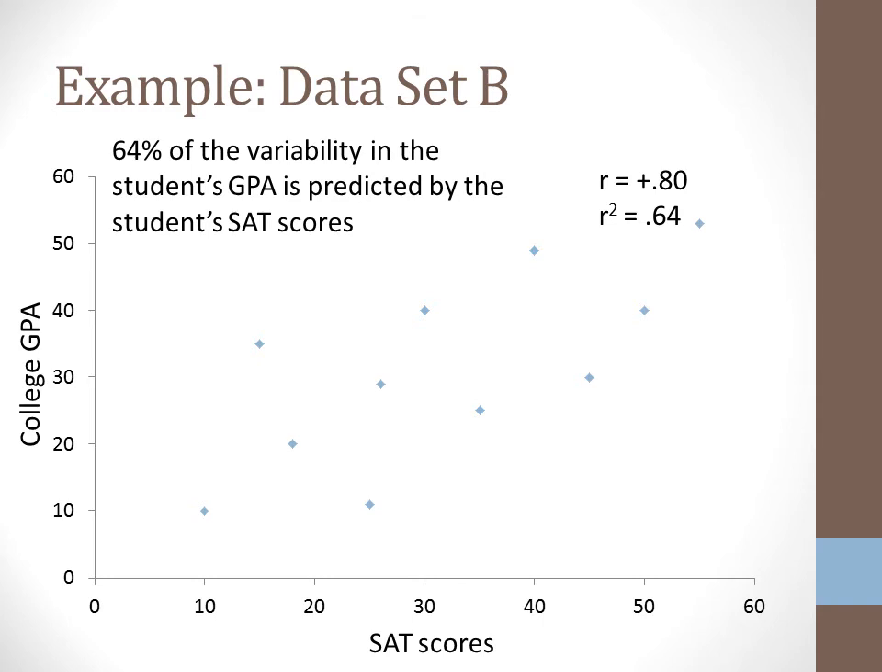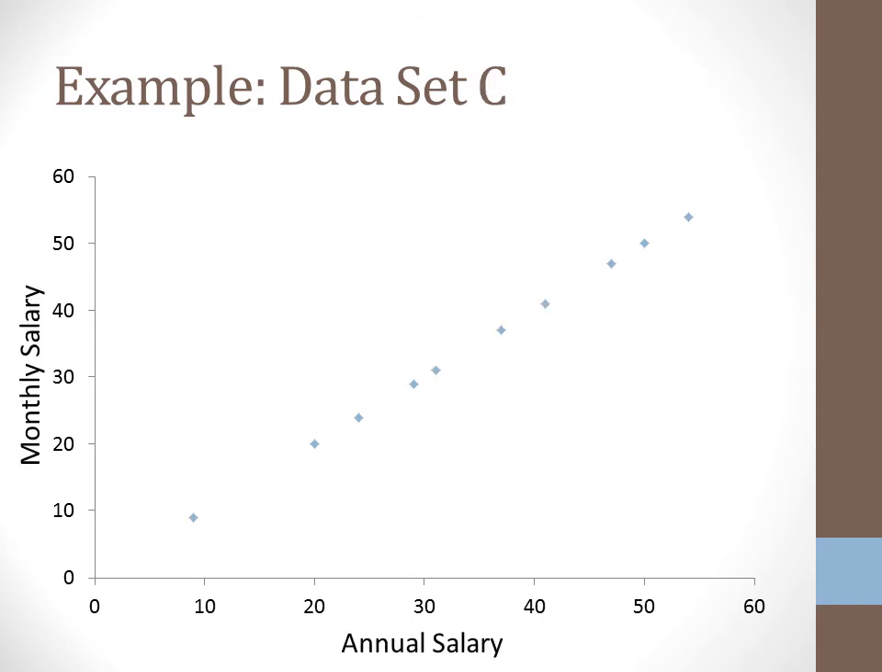Now, let's consider a different data set. Finally, let's consider data set C. Data set C is looking at the relationship between monthly salary and annual salary. Just by thinking about that, your annual salary is composed of your monthly salary, so chances are one could easily predict the other. If we did an R value for this, we would find that this shows a perfect linear relationship. In other words, R equals 1.